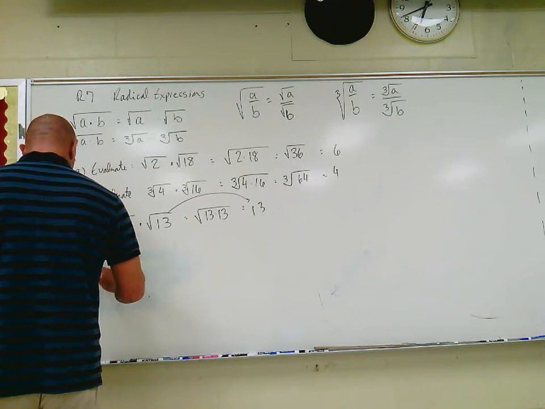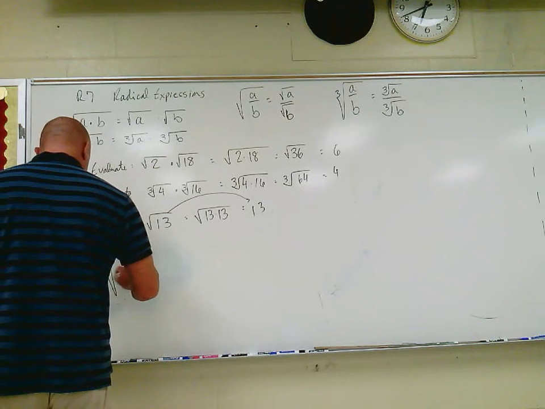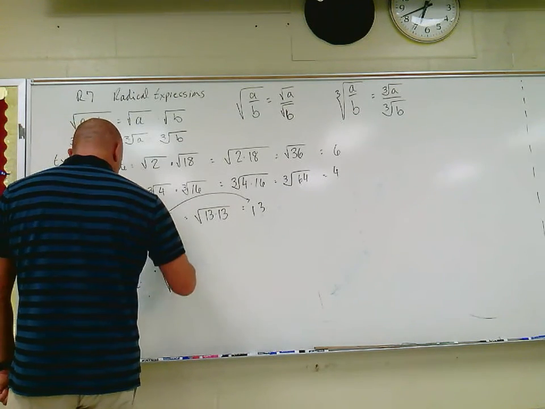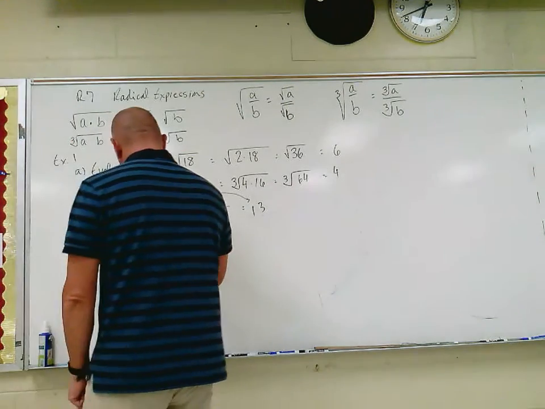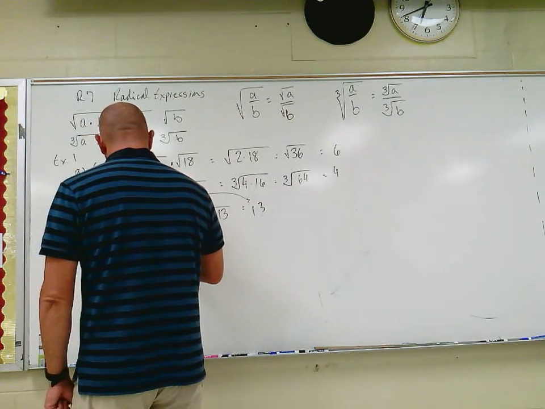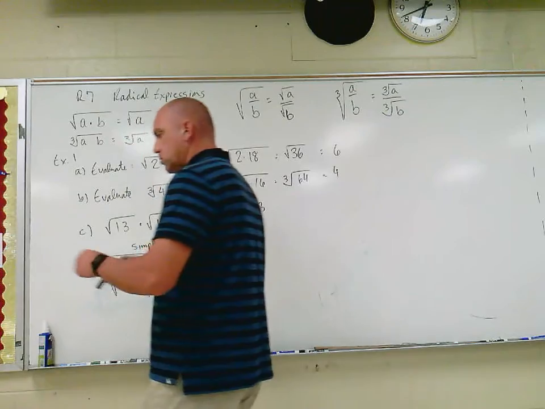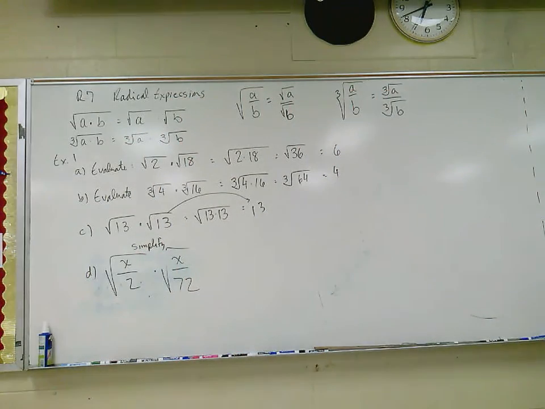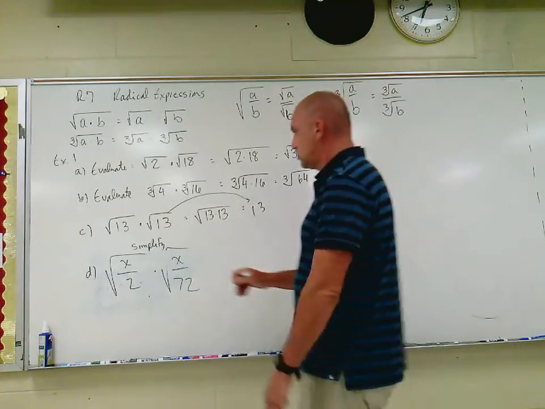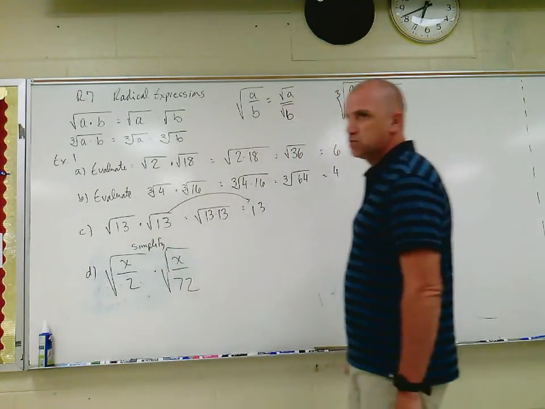So part D, we have the square root of x over 2 times the square root of x over 72. Try to simplify and write without any radicals. How can I simplify it as much as possible? So try that one there. Square root of x over 2 times square root of x over 72. See if you can work this one out.